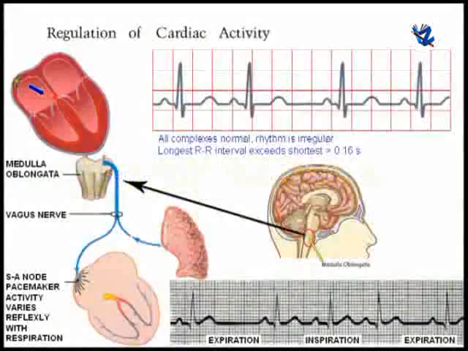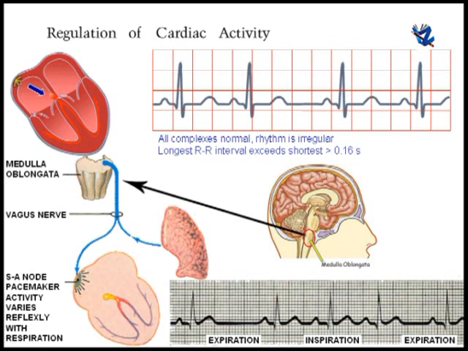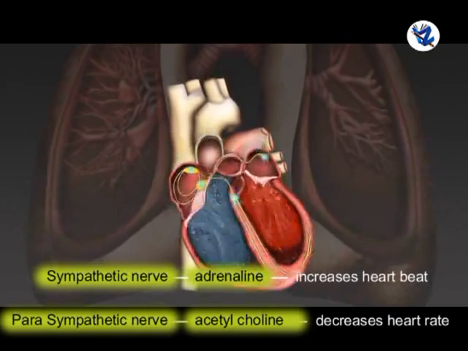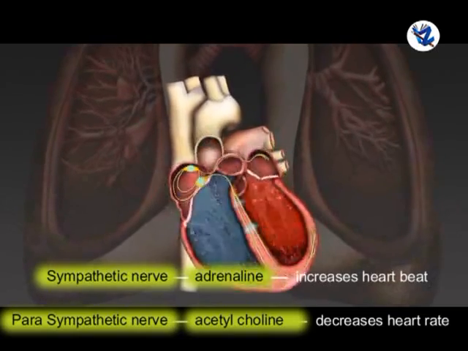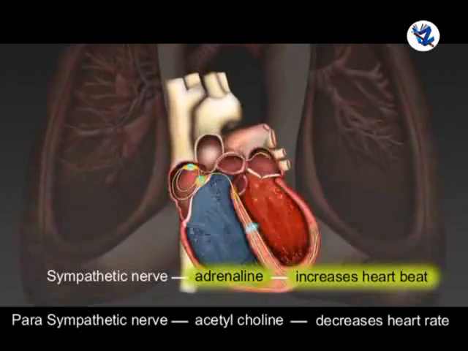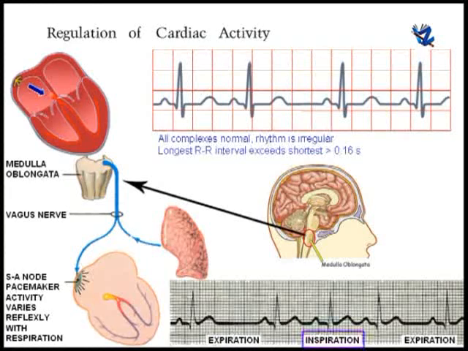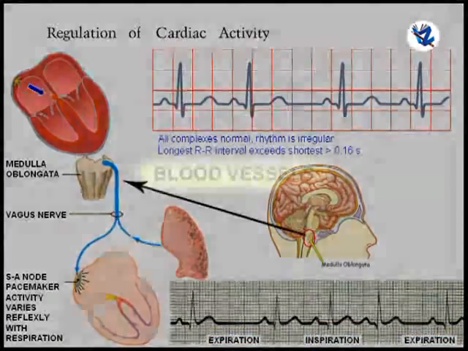Regulation of cardiac activity. Normal activities of the heart are regulated by specialized muscle which is auto-regulated, hence the heart is called myogenic. The cardiovascular center lies in the medulla oblongata of the brain. The sinoatrial node receives sympathetic and parasympathetic nerves which secrete adrenaline and acetylcholine respectively. Adrenaline stimulates and increases the heartbeat while acetylcholine decreases the heart rate. During inspiration, heart rate increases. During expiration, it falls. This phenomenon is sinus arrhythmia.